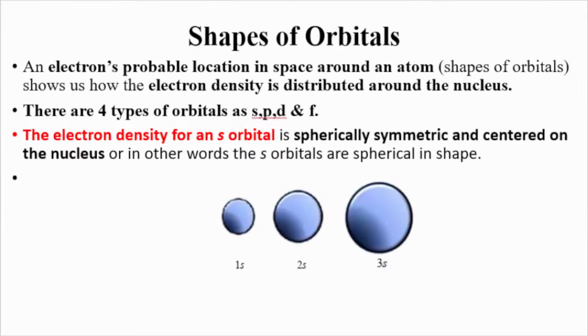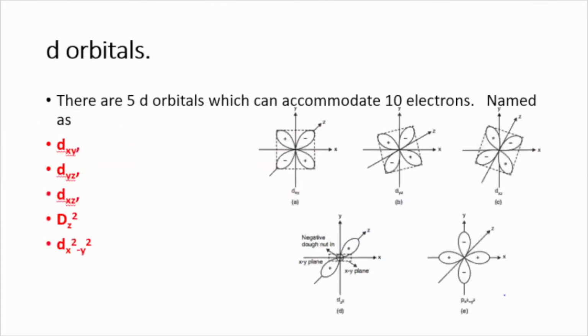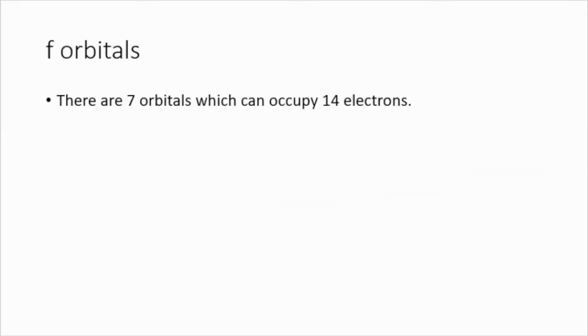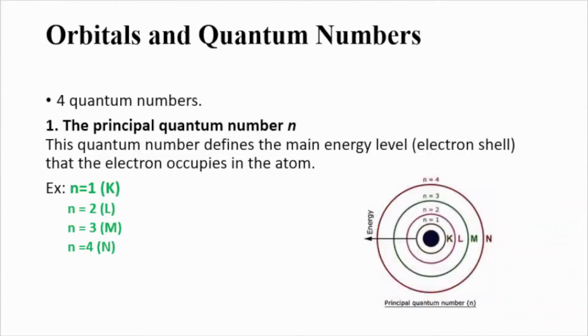S is symmetrical, P is dumbbell shape, and D also has 5 types of orbitals. The names are given. Then F orbitals also has 7 orbitals, which can occupy 14 electrons. Then we'll talk about the orbitals and quantum numbers. There are 4 quantum numbers.